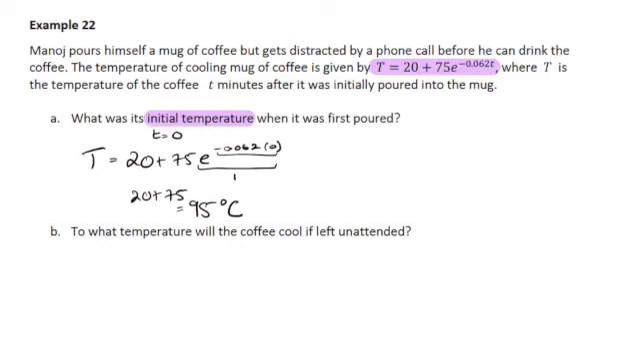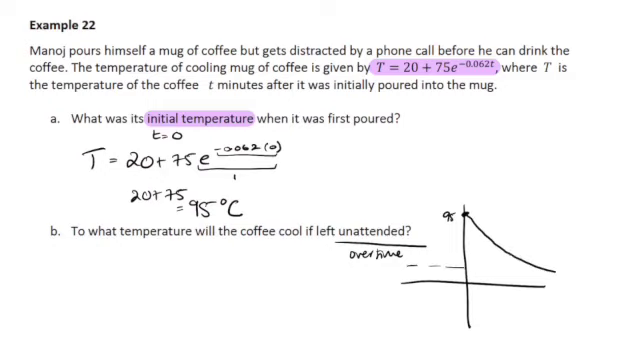Part B then says, to what temperature will the coffee cool if left unattended? The idea is that over time, it's going to hit a particular temperature that it's going to remain at. This is what we would call our asymptote. So if we think of this equation, what would this cup of coffee end up being? Well, it's going to start off up here at 95 degrees, and it's going to continue cooling until we hit that asymptote. And we can see from that equation that it is going to be 20. So our asymptote is at y equals 20. So over time, it'll cool down to 20 degrees.